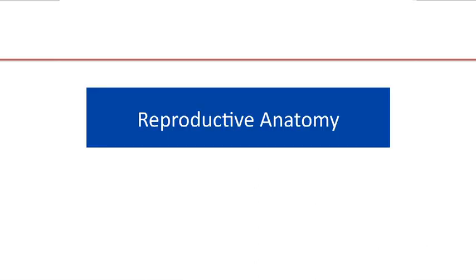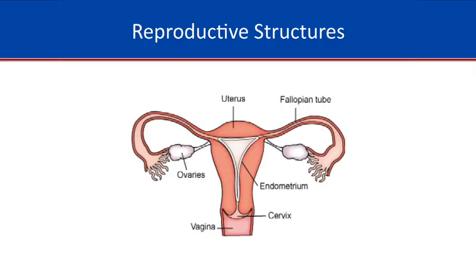So first, the structures of reproduction. Here you can see the vagina, which is where the penis penetrates during intercourse. The back of the vagina is the cervix, which opens up into the uterus. The inner lining of the uterus is called the endometrium, and here are the fallopian tubes and the ovaries.